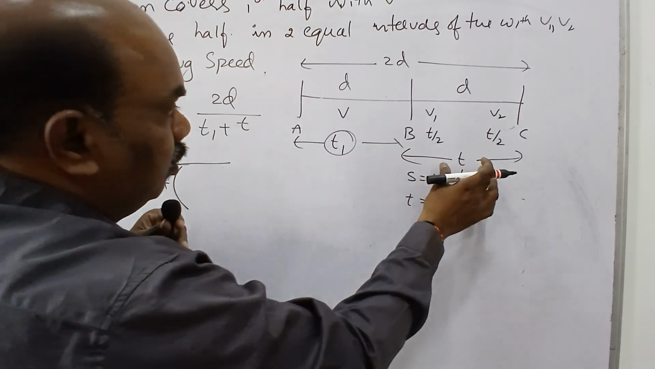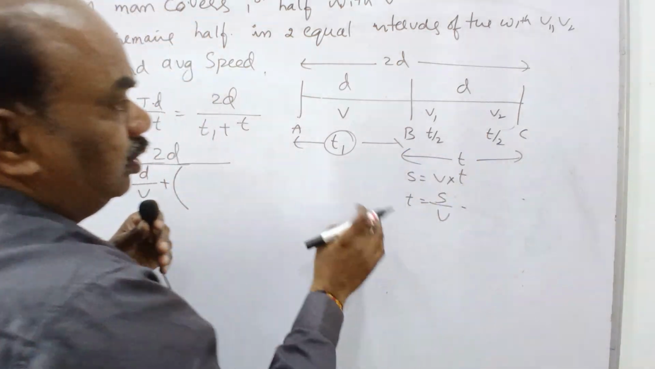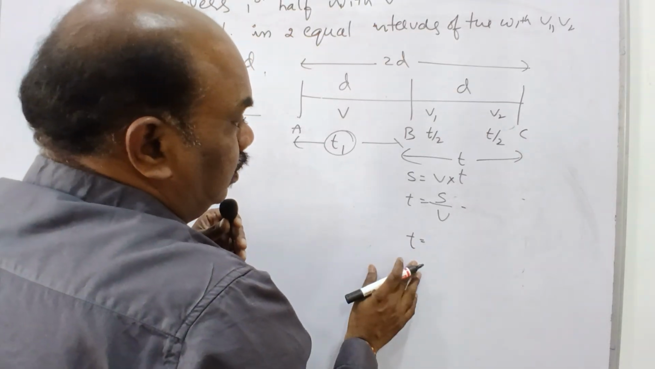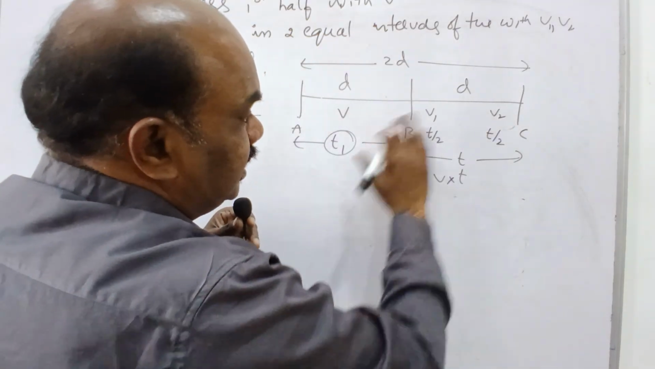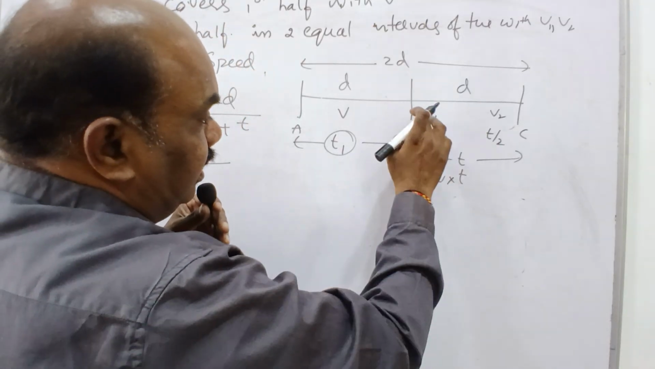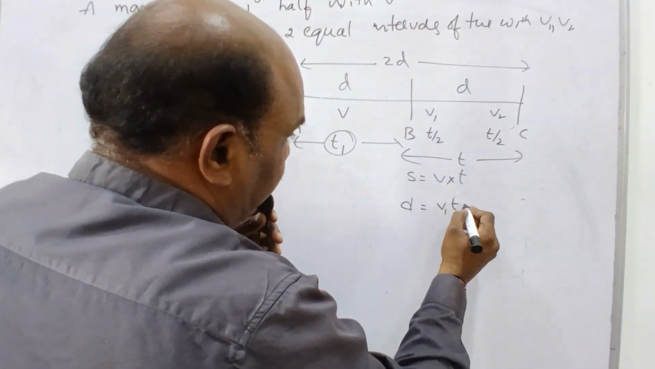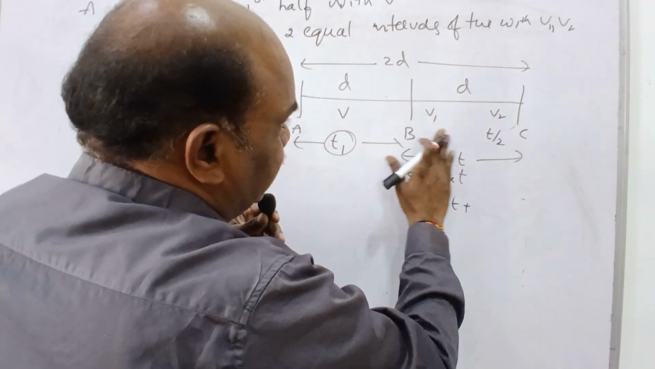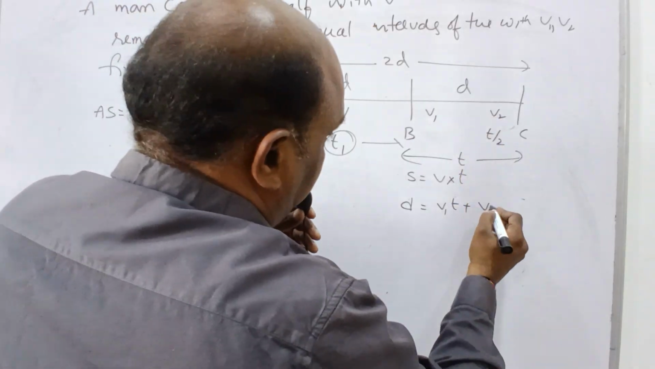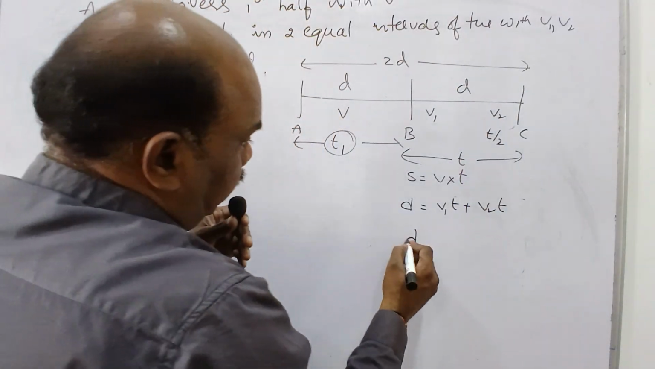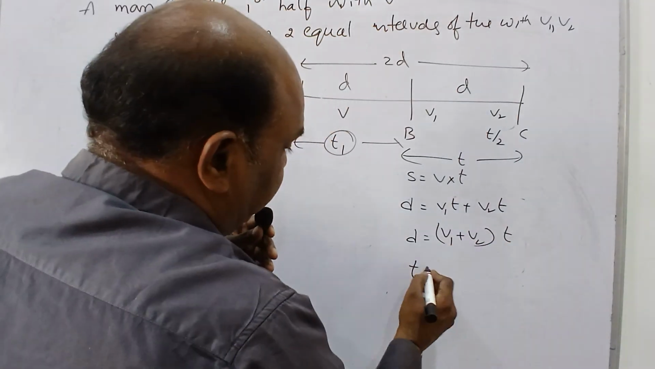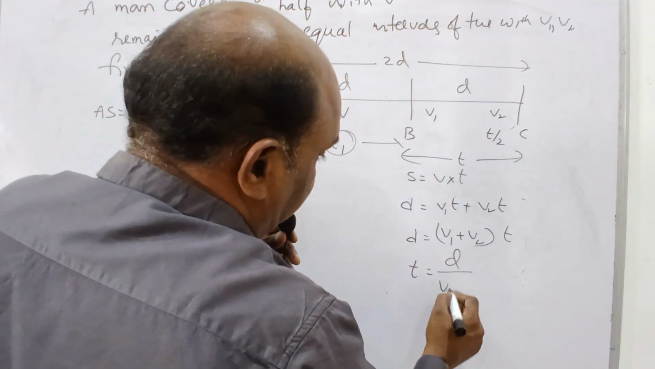Now t. What is the time here to here? The total time is t. Time is equal to, what is the formula? Distance equals speed into time. What is the distance? Total distance d. Distance equals speed into time. What is speed? v1 into t by 2, or let this be t, total time is t. Velocity into time, this is v2 into t by 2. So if you take d common, v1 plus v2 into whole time t. Time is a scalar, distance is a scalar, distance by v1 plus v2.